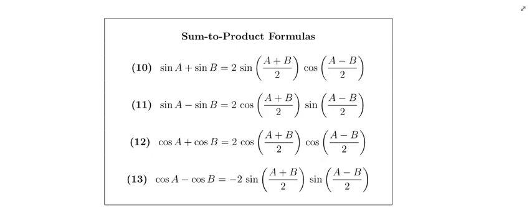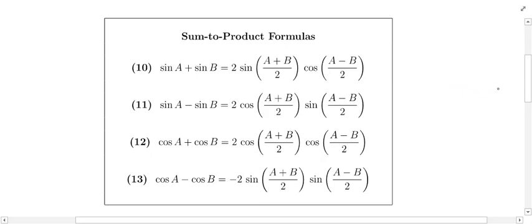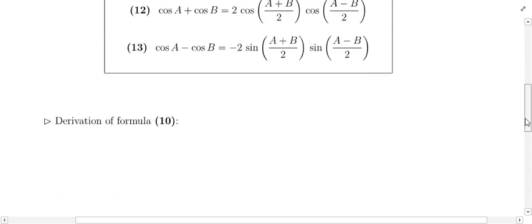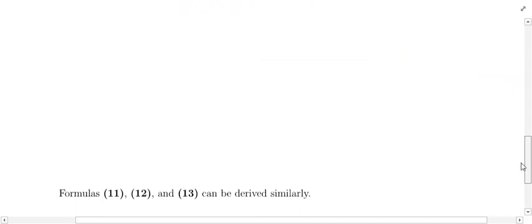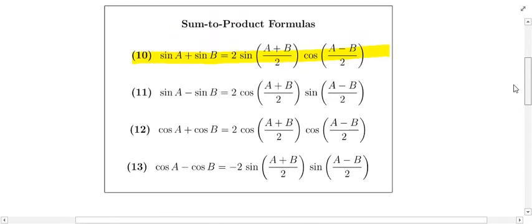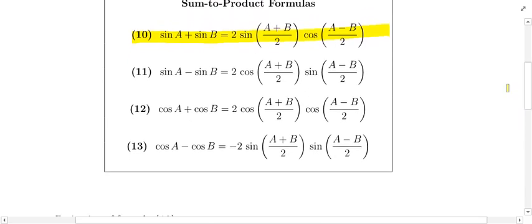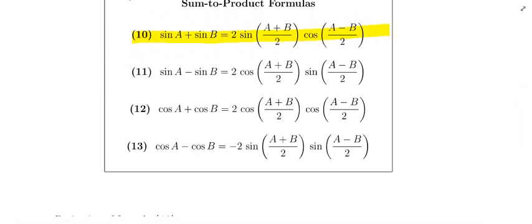All right, so quickly I am going to discuss how these formulas come about. I am going to show you for equation number 10, and same thing like before with the product to sum identities, the remaining formulas can be derived in a similar fashion. Okay, so here we go. I am going to try to show you why the sine of A plus the sine of B is equal to 2 times the sine of (A plus B) over 2 times the cosine of (A minus B) over 2.